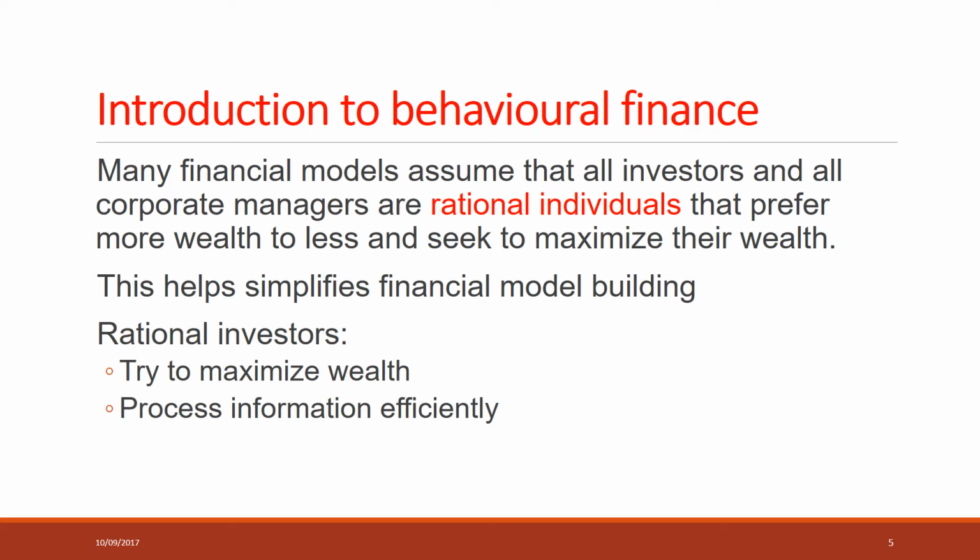So the rational investor in most of the finance models tries to maximize their wealth, and they are also able to process information efficiently. So they might have less information compared to a fully informed investor, but once they have the information, they will be able to react correctly to the information. Yeah? So the point of behavioral finance is to ask the question, are investors always rational? Do investors always react the same way if they have the same information? Yeah?